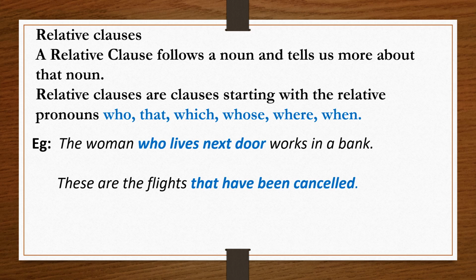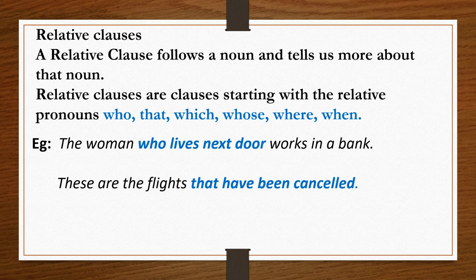Now children, as we know, relative clauses are a type of subordinate clause. A subordinate clause does not necessarily come at the beginning or the end of a sentence. It can also appear in between the sentence. So if the group of words who lives next door is our subordinate relative clause, then what is our main clause? Our main clause of this sentence is the woman works in a bank.